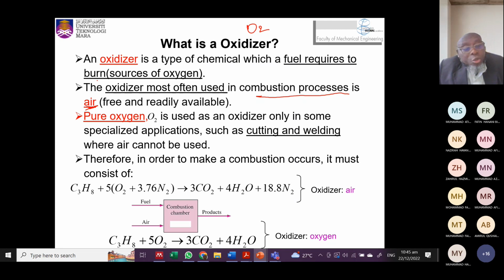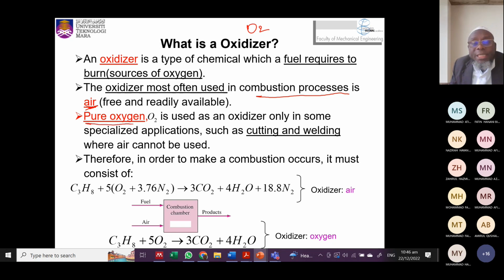For example, in your motorcycle or in your vehicle, might be Produa or something like that. In the cylinder where the combustion takes place, air is coming from the atmosphere. The air comes into the carburetor and then it is injected into the cylinder. And when the fuel mixes with the atmospheric air and the spark plug ignites, there will be combustion taking place. So the main oxidizing agent over here is the oxygen.